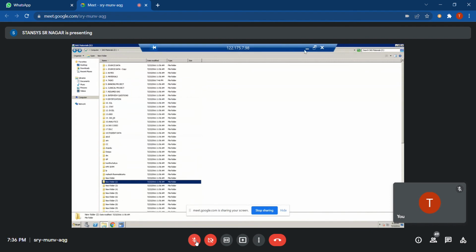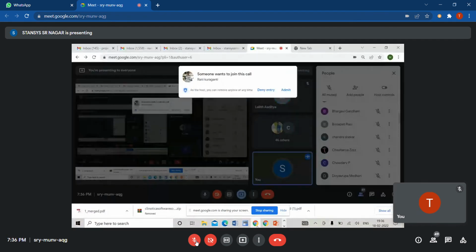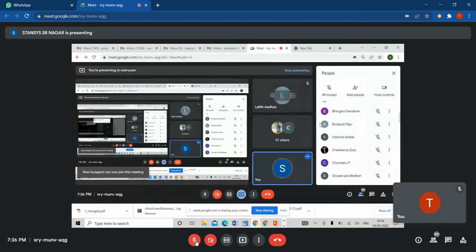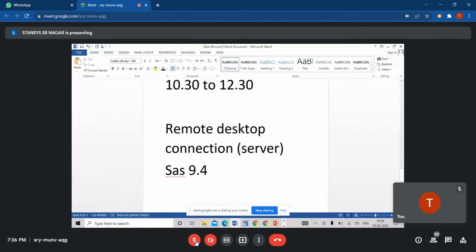Okay guys, this is briefly about the remote desktop connection. So the complete data from the institute will be available in the server. Okay, this has 24/7 access up to 1 year.